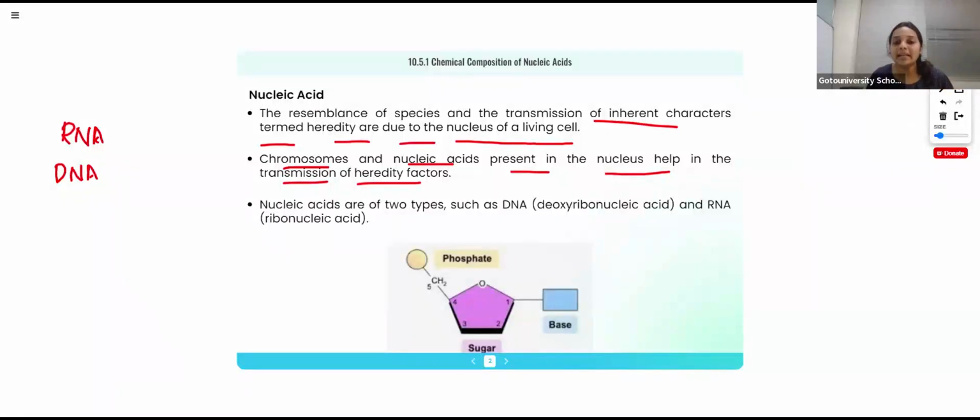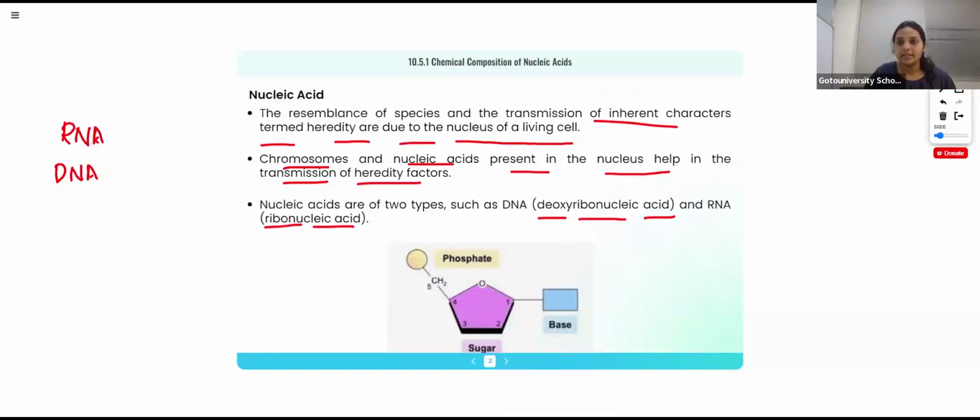So what do you mean by DNA? DNA means deoxyribonucleic acid and RNA is ribonucleic acid. So we can say DNA is the genetic material, right? They are carrying the genetic information from one generation, the parent body, to the daughter body. Got it? So nucleic acids have that much importance in the human body. Not only in the human body, in every living organism, nucleic acids have importance.